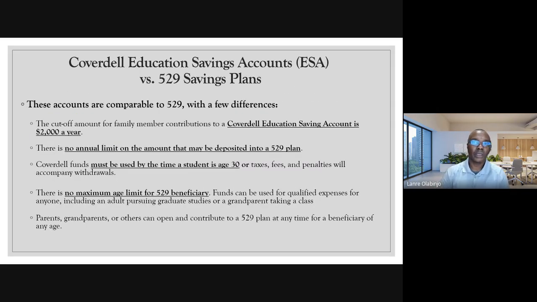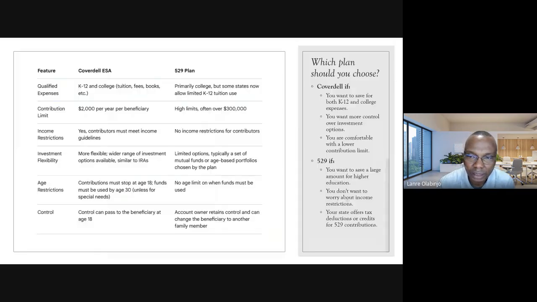The difference essentially between a Coverdell and a 529, which I just described, is that a Coverdell has a limit. The cutoff amount for a Coverdell is $2,000 a year, whereas with a 529 plan, there's no limit to how much you can contribute into it. Coverdell funds must be used by the time the child they are investing it for turns 30. If not, there are penalties that will kick in. Whereas with the 529, there's no maximum age limit. It can be used for anything beyond that age, even taking correspondence courses, as long as it's education. And then parents and grandparents can contribute to these kinds of plans for others.